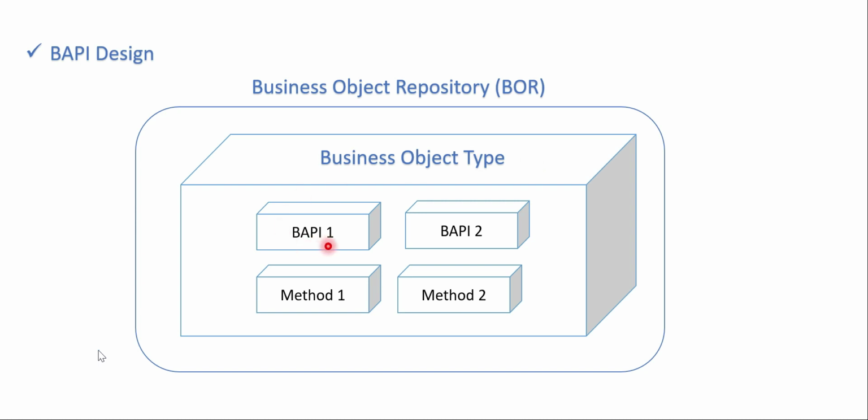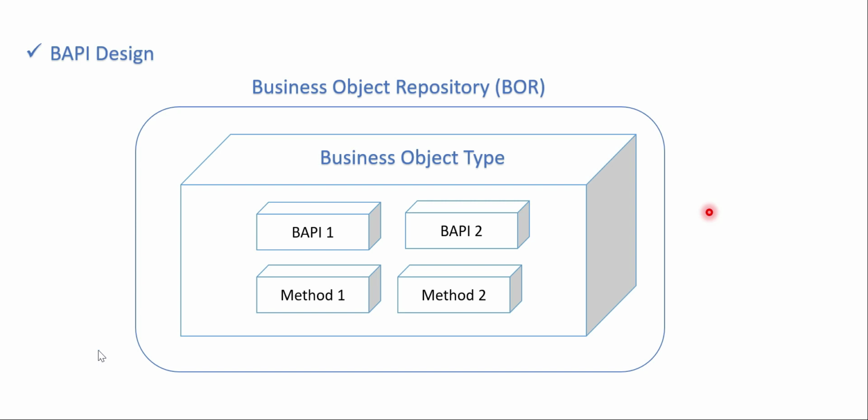Under the business object type, you can have a BAPI. Sometimes you have a generic method. It doesn't have a BAPI, but still it works as expected. Maybe in the future they may replace the method with a BAPI also. That is from the product level. Clear? So this is the basic understanding of the business object repository.